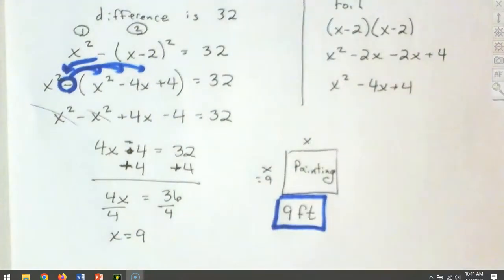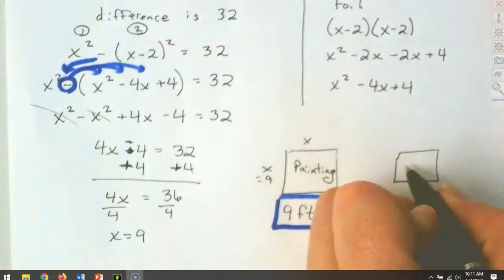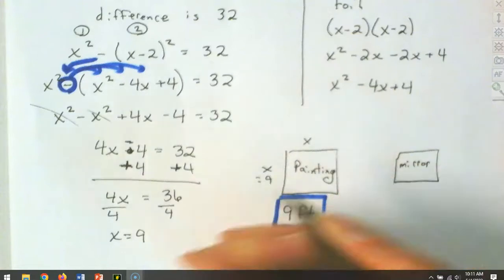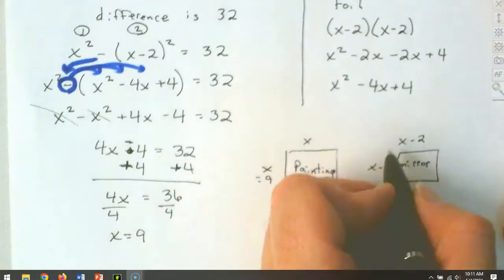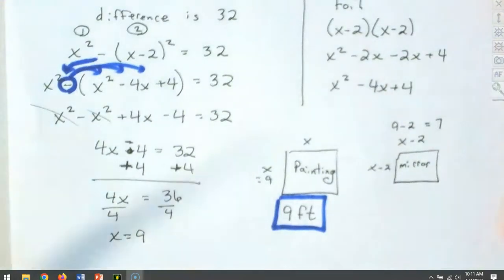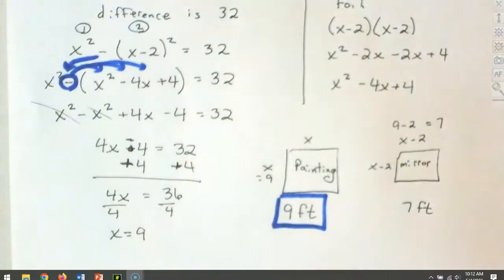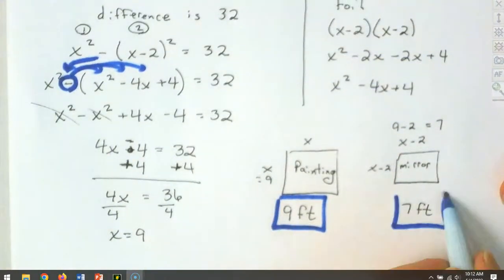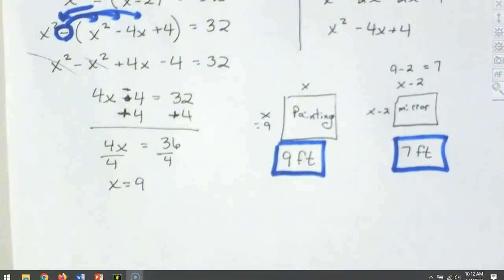And what about my other one? Okay, this is the mirror over here. What about the mirror? The mirror was x minus 2. So that's going to be 9 minus 2, which is then a 7. So the mirror has a length of 7 feet, and the painting is 9 feet. And you could check it if you wanted by calculating the areas and subtracting them and getting 32. But we did it correctly, and those should be your 2 answers for that, 1 for each one.